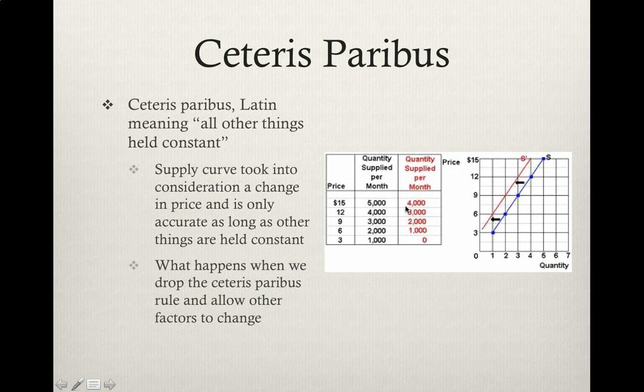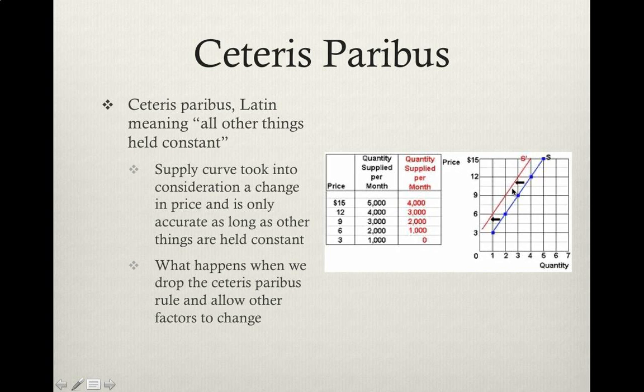We're not changing price. We're saying at $15 we originally wanted $5,000, now we only want $4,000. At $12 we wanted $4,000, now we only want $3,000. So once again, our quantity supplied is going down. We would plot all of those new points and draw our line, and when supply goes down, as it did here, it's a shift back to the left. It's the same as demand.